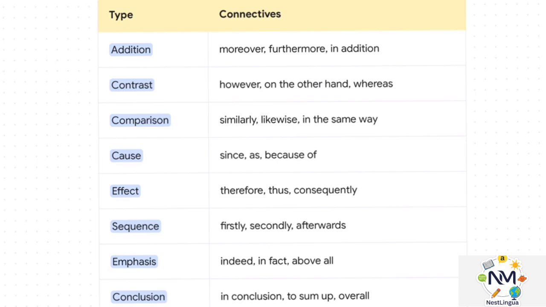To put things in order, you've got sequence connectives. Firstly, afterwards, you know the drill. To really drive a point home, you can use emphasis words, like indeed. And finally, to wrap it all up, you've got your conclusion connectives. Awesome. Keep this chart in your head because we're about to use it.